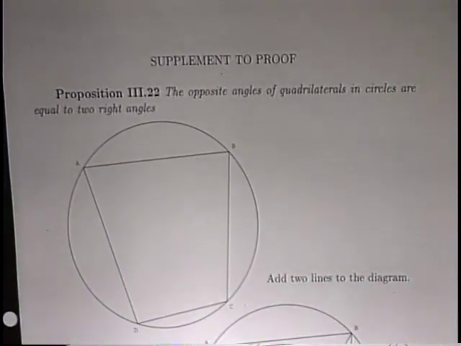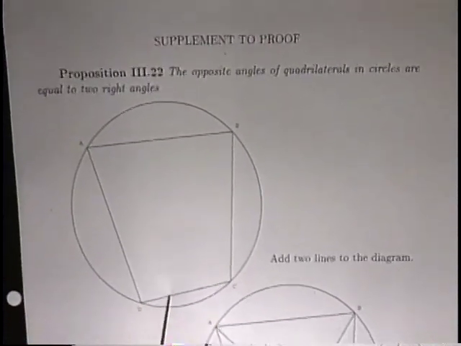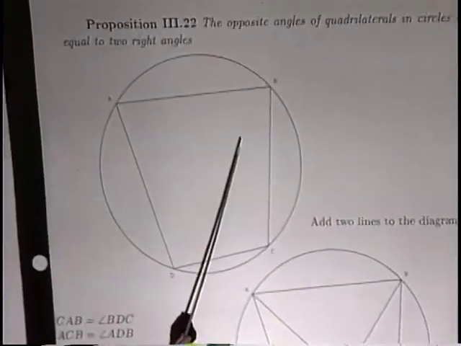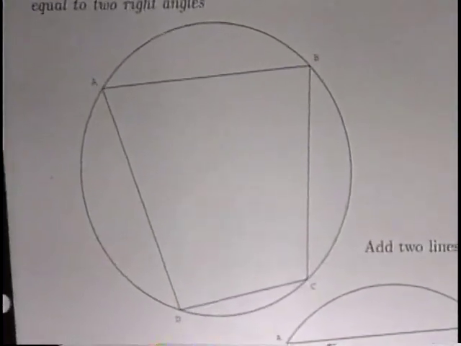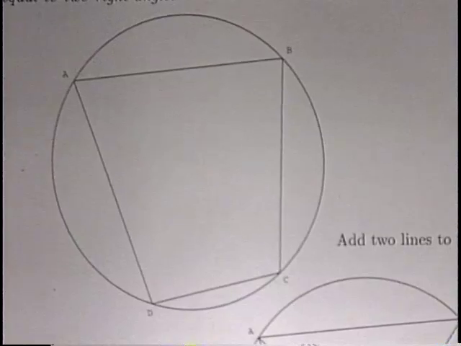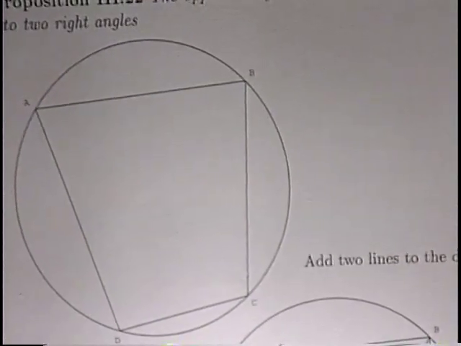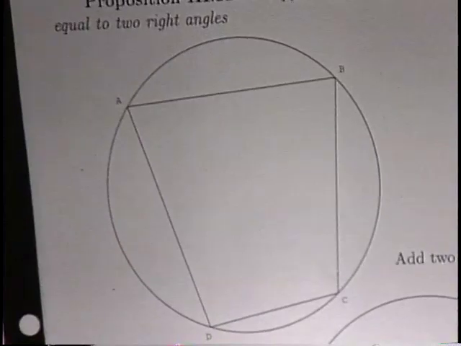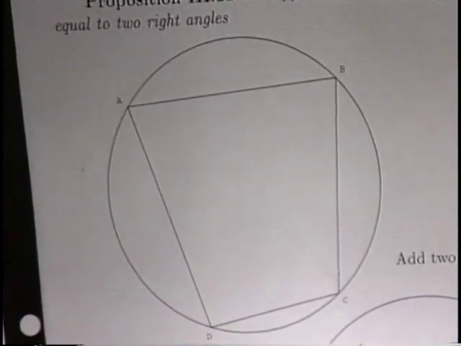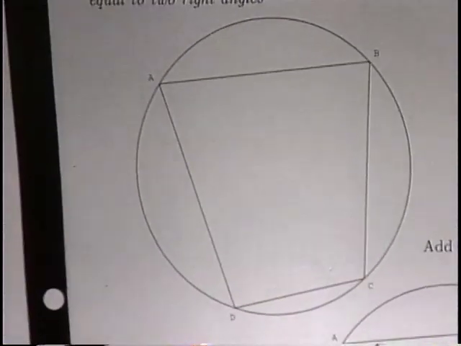So that this angle is opposite to ABC way up there, and their sum is a right angle. So that's what this proposition says, and the sum is two right angles. I seem to have trouble there. So let's do that.